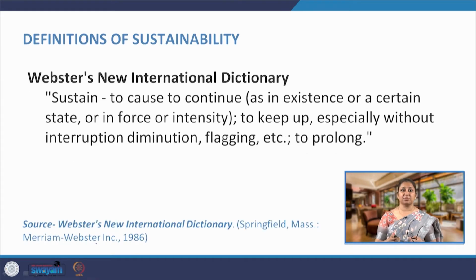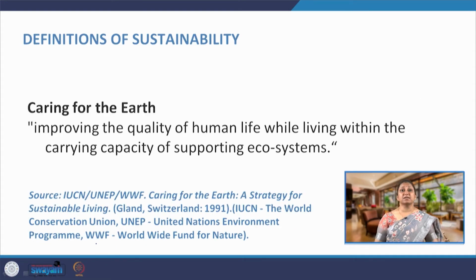I will come to another definition. If you look at only the literal meaning of sustainability, as per Webster's New International Dictionary, it just says: sustain is to cause or to continue in existence or a certain state or in force or intensity, to keep up, especially without interruption, diminution, flagging etc., or to prolong. Another definition is from Caring for the Earth. It says improving the quality of human life while living within the carrying capacity of supporting ecosystems.